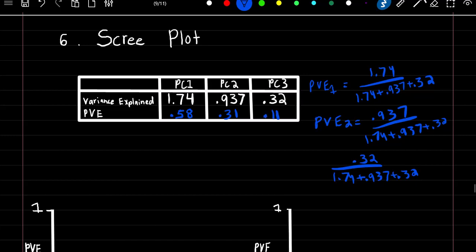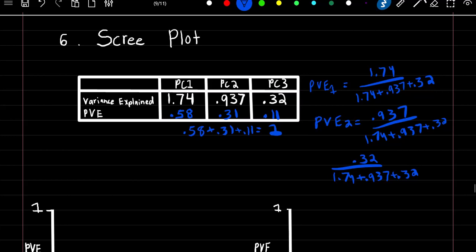So since our data only had 3 variables, the maximum number of principal components we can have is 3. So all these principal components together should explain 100% of the variability in the data. So if we add up our 0.58 plus 0.31 plus 0.11, we'll get a value of 1. So we successfully covered 100% of the variability in the data using all the possible principal components.